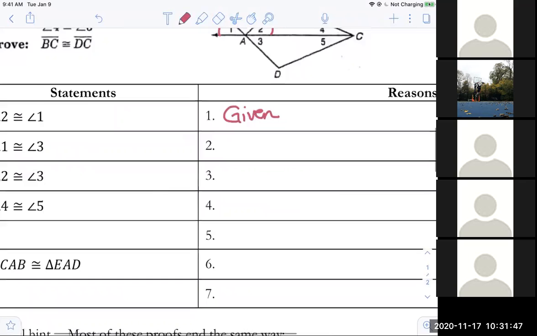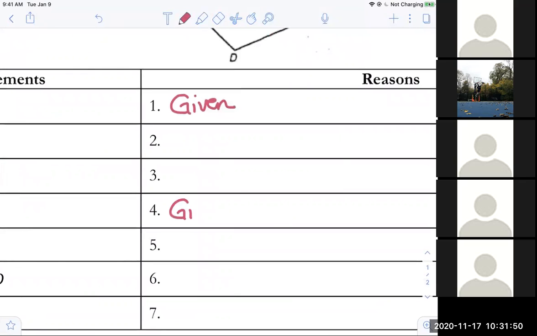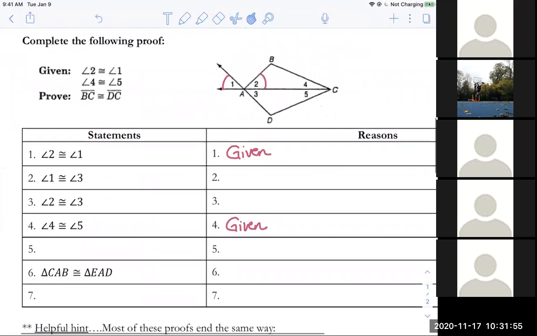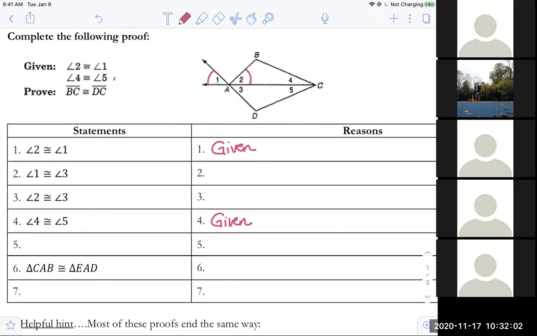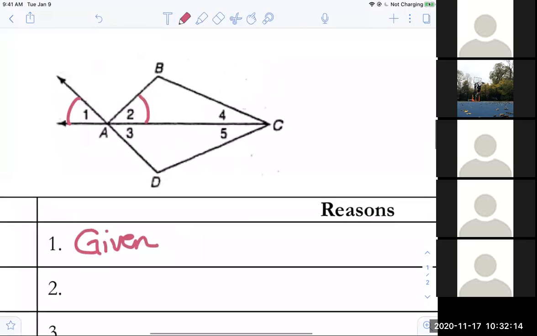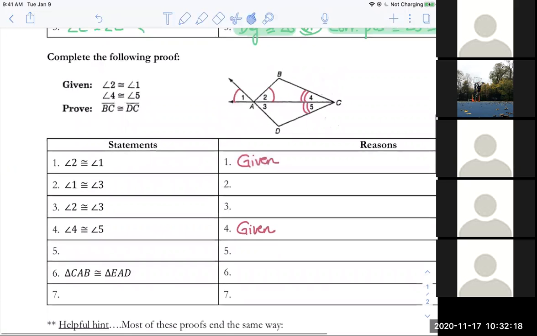At the beginning, if we identify where the givens are, then we won't forget about them later. There was a proof like this on the last quiz that the honor students took. Because the given was not together at the top, some people were not noticing that it was just a given and they were trying to come up with other reasons. That should be easy as long as you pay attention to all the givens. So angle 1 is congruent to angle 2, and angle 4 is congruent to angle 5. Those are given pieces of information.